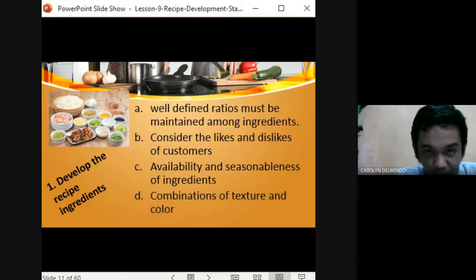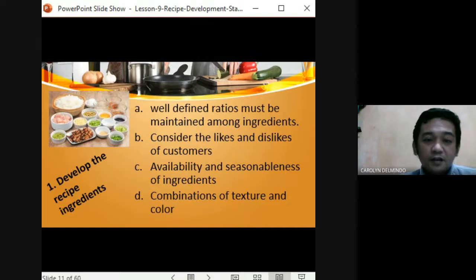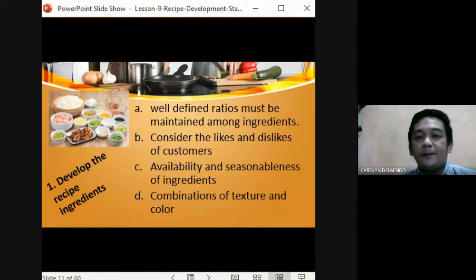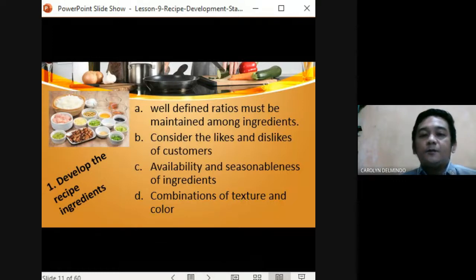Okay? And combination of texture and color. Okay, in recipe development, dapat meron tayong pleasing to the eye, texture of the food, color of the food used. So, dapat may variation tayo ng color na pleasing to the eyes ng customer. Lalo na pagdating sa restaurants. That's why we have plating. Okay? Food carving. We're going to develop those ones.